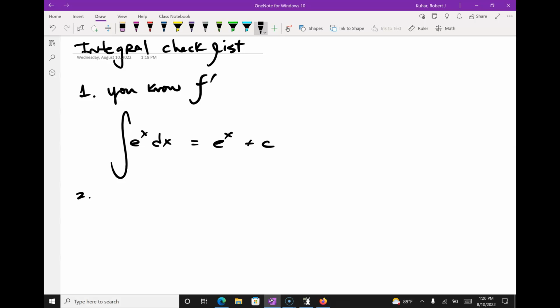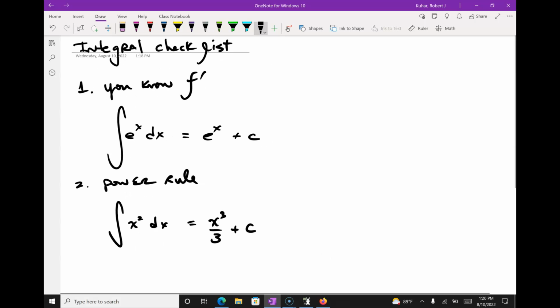So just be ready for that. Step 2 is a power rule, right? Level 2 is a power rule, like x squared, right? That becomes x cubed over 3 plus c, right? Add 1 to the new power, divide by the new power.